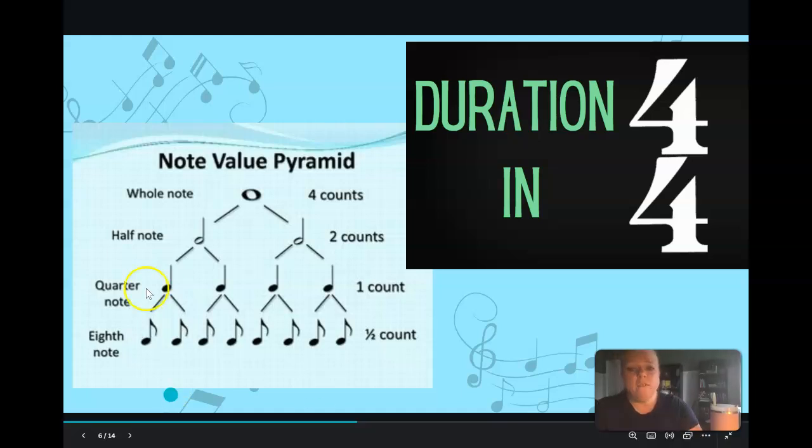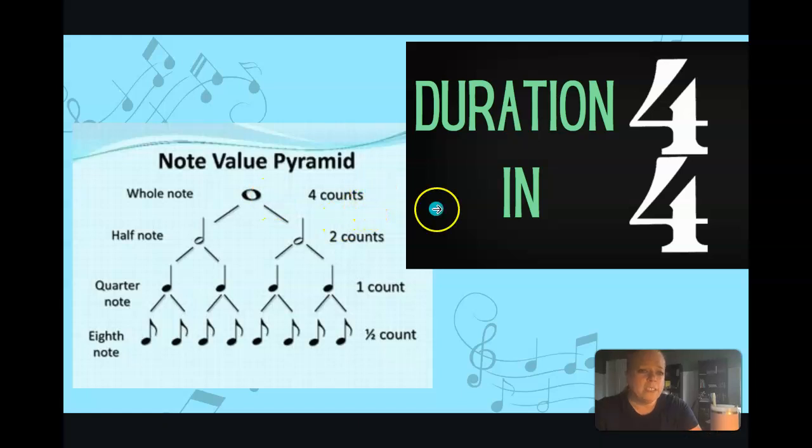So if we have a whole note, it's worth 4 counts in what we would call 4/4 time. In 4/4 time, because this whole note is worth 4 counts, a half note's worth half of that value. Half of 4 is 2. See how good the math is? Yeah, a quarter note in 4/4 time is worth a quarter of the value of the whole. A quarter of a whole is 1. So a quarter note would be 1 count in 4/4 time.